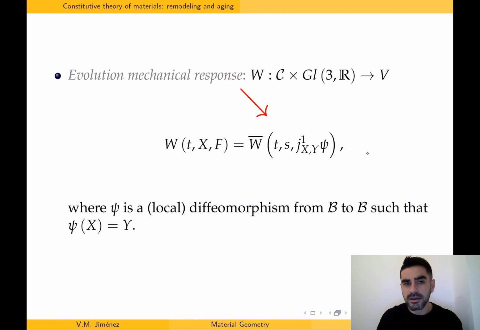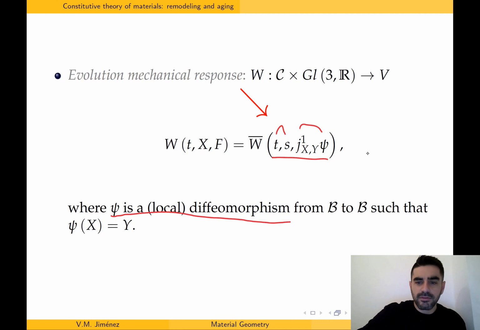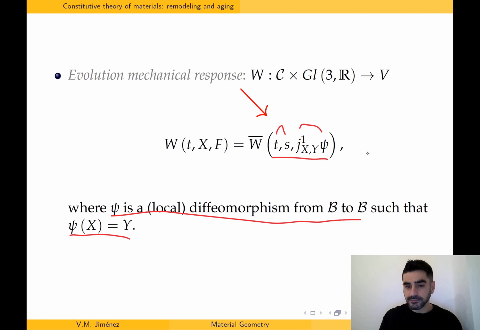So here the important step is that the evolution mechanical response can be redefined as a map over the space of these tripods, where here we have two time variables and then we have a one jet, or the first derivative of a local diffeomorphism from B to B, such that the image of X is Y.